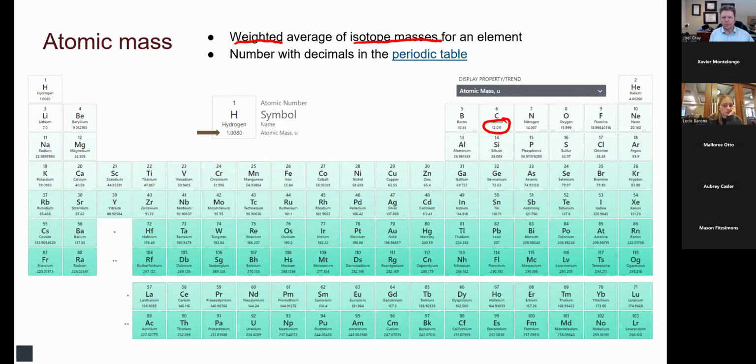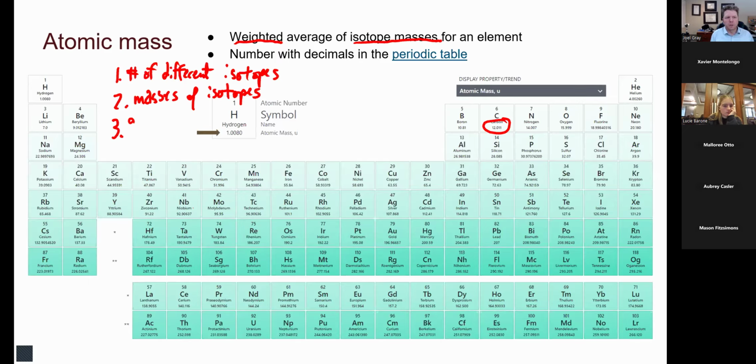you take into account a couple of different things. The first thing is the number of different isotopes. And you would see this in the question. Second would be, what are the masses of the different isotopes? And then the last thing is, what is the percent abundance of the different isotopes?